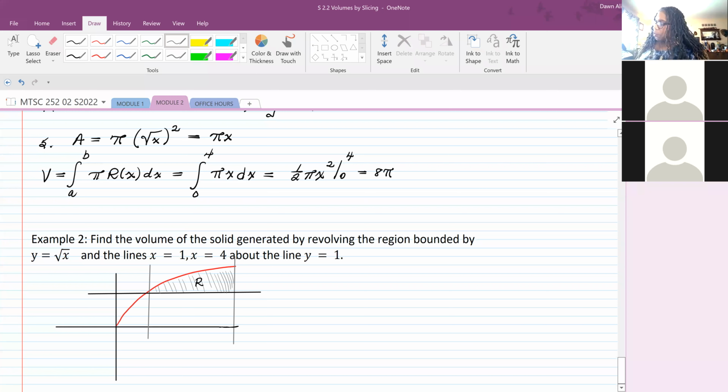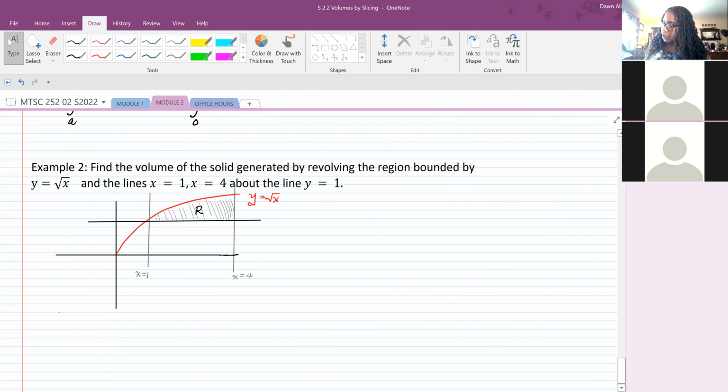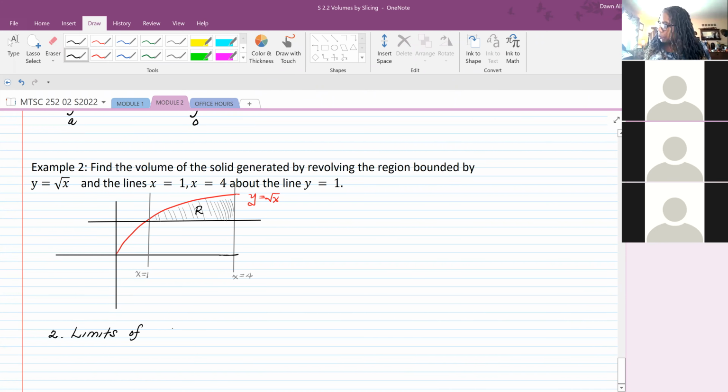So this is the line y is equal to the square root of x. This is x equals 1. This is x equals 4. And so now, can somebody tell me the limits of integration? I think that should be easy to see. Limits of integration, 1 to 4. Okay, awesome.